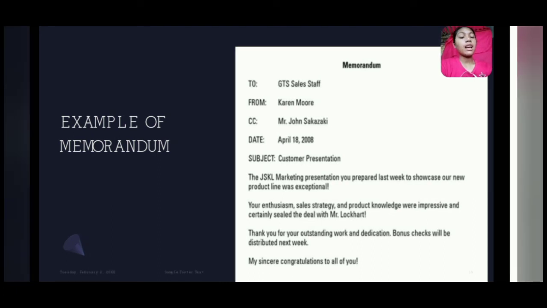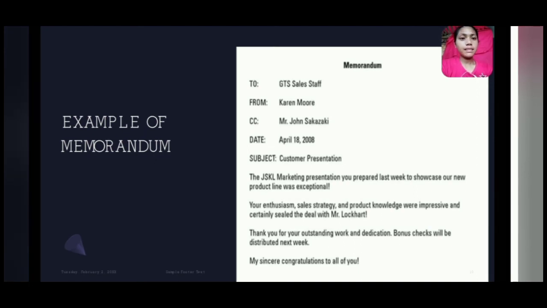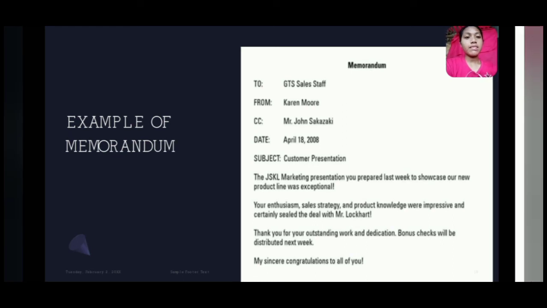Remember this, that a memorandum does not contain the same parts as letters contain. It does not contain a signature block. The basic sender-receiver information is found in the heading part. So that's all, and thank you, and I hope you learned a lot.